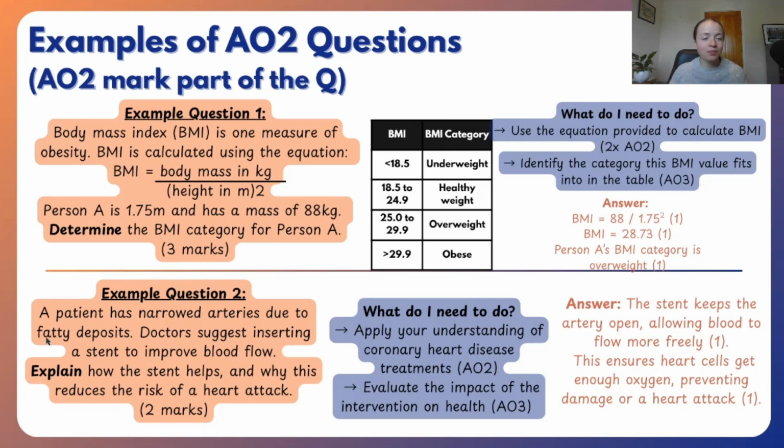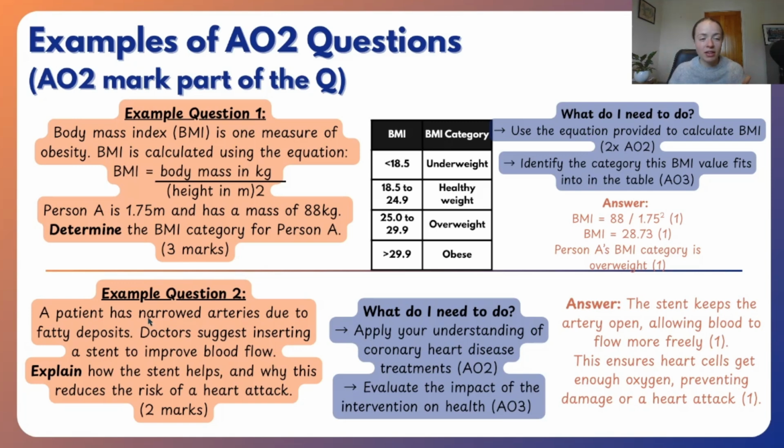And then question 2, a patient has narrow arteries due to fatty deposits, which again is linked to coronary heart disease. Doctors suggest inserting a stent to improve the blood flow, and so we need to explain how this stent helps and why this reduces the risk of a heart attack. So here we firstly need to apply our understanding of coronary heart disease to disease treatments, and then evaluate that impact on the intervention on health. So we know, based on our knowledge from our specification, that the stent keeps the artery open, which allows the blood to flow more freely.